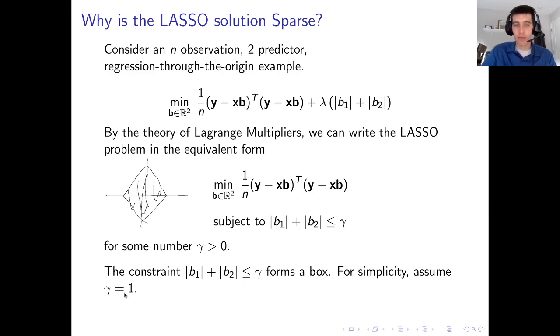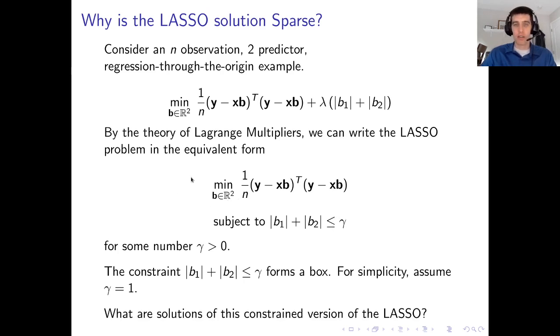Okay, and for simplicity, because we're just thinking about why these solutions should be sparse, we're just trying to build intuition here. We're going to assume that gamma is 1. Okay, this just makes our life a little easier. Then we know that the vertices here should be 1, 0, 0, 1, so on and so forth. Okay, so let's draw out a picture of this optimization problem. Minimize mean squared error subject to one norm constraint.